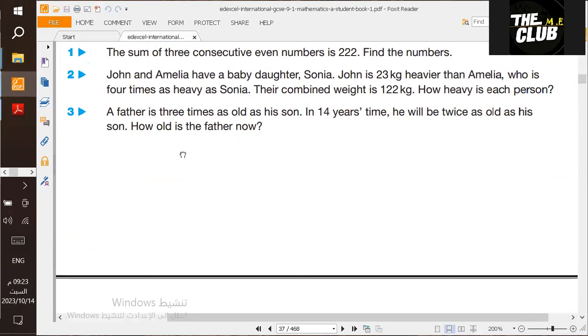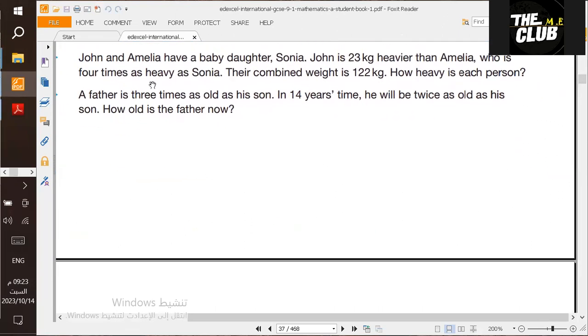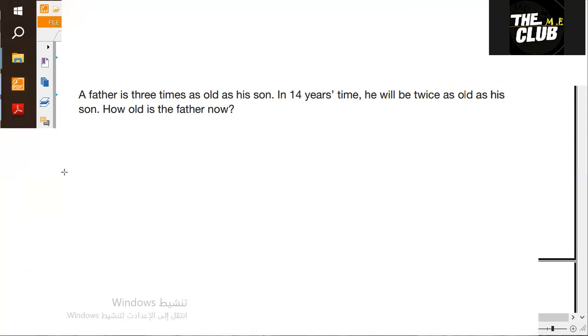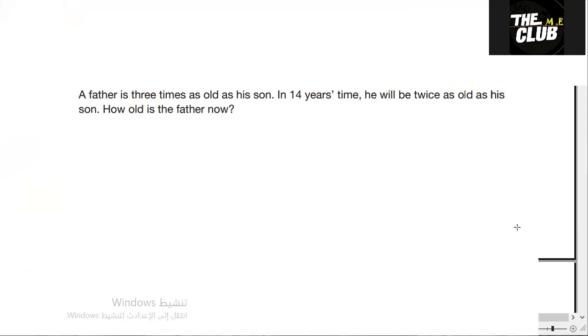Number three: a father is 3 times, same idea. It has the same steps, forming equations. These questions need a lot of focusing, so you have to focus once you answer them, and you have to follow steps. A father is 3 times as old as his son. So we understand that there's a father and a son.